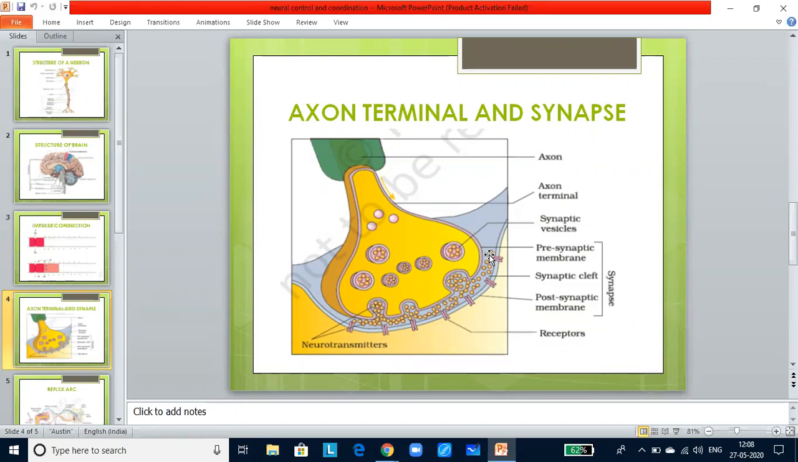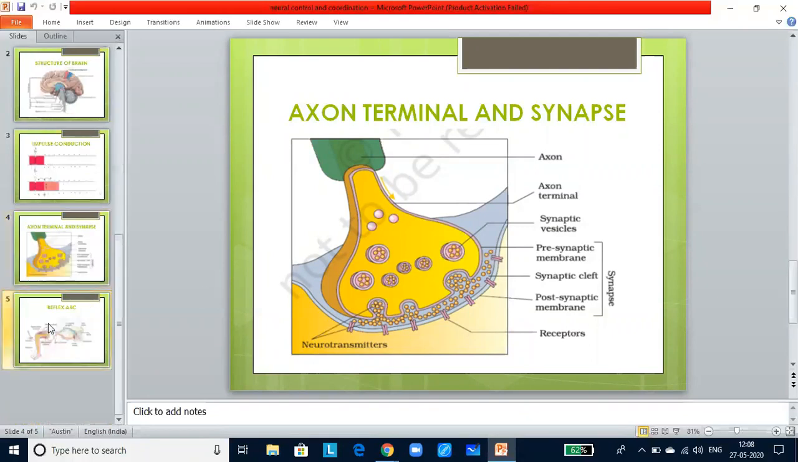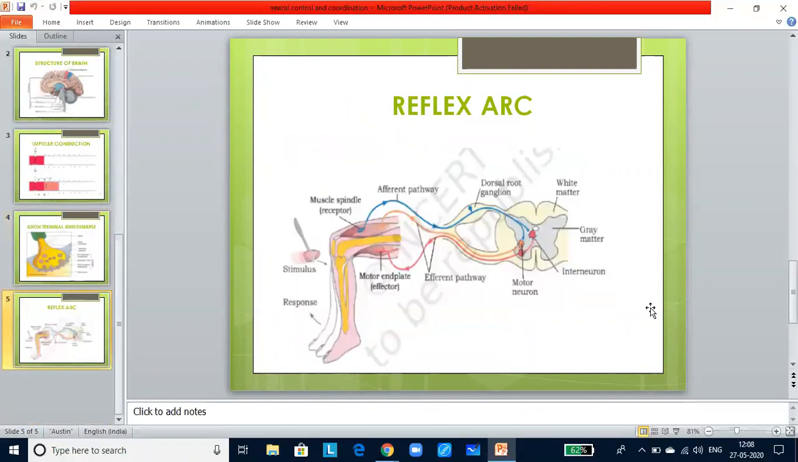The released neurotransmitters bind to their specific receptors present on the postsynaptic membrane. The binding opens ion channels, allowing the entry of ions, which can generate a new potential in the postsynaptic neuron. So the next concept you are supposed to learn is about the reflex arc. Now this is very important. Please look at the diagram and identify all the parts, because this is very important from the exam point of view. Questions will be based on the diagram.